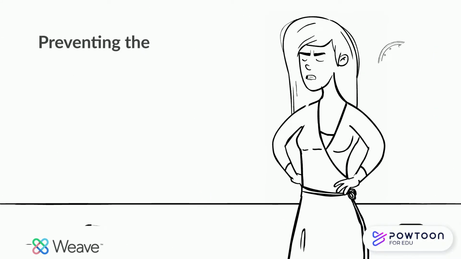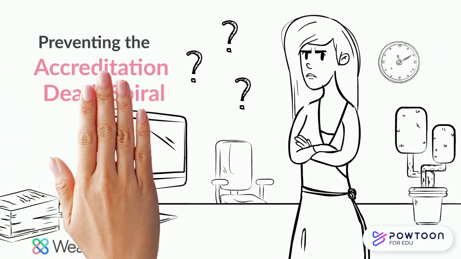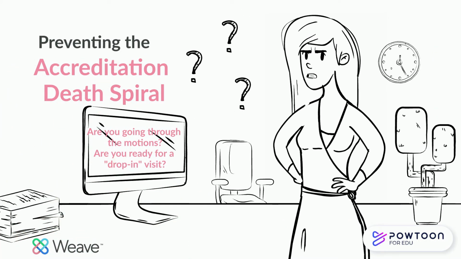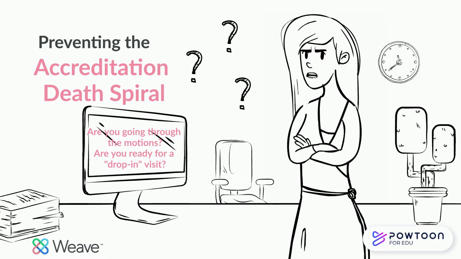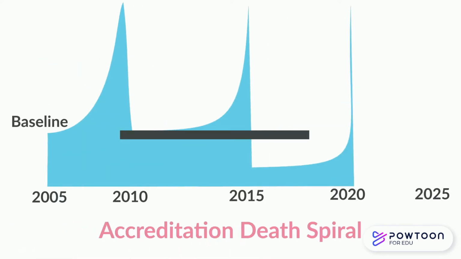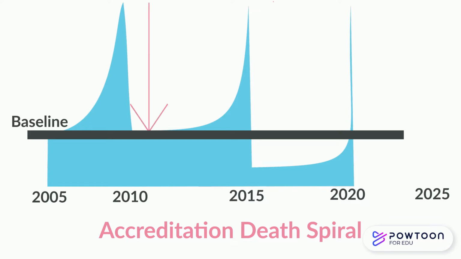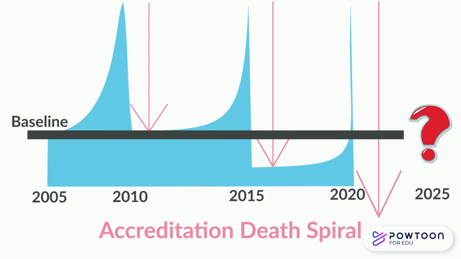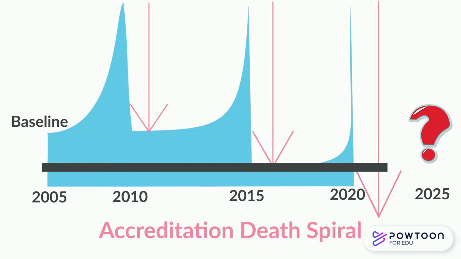My name is Tisha Paredes, and today I'm going to talk a little bit about the accreditation death spiral. The accreditation death spiral is something that a lot of institutions go through. Here in this graph, you can see this institution had an accreditation visit in 2005, 10, 15, and 20. Prior to the visits, the institution infused a lot of resources into ensuring compliance with accreditation standards. But after the visit, or when the accreditors left, the resources were reallocated to non-IE efforts.